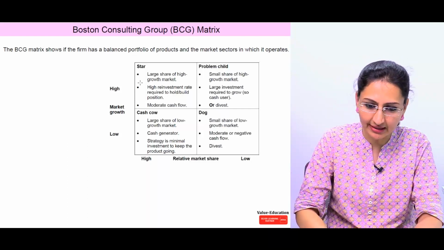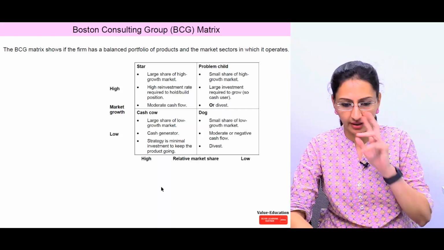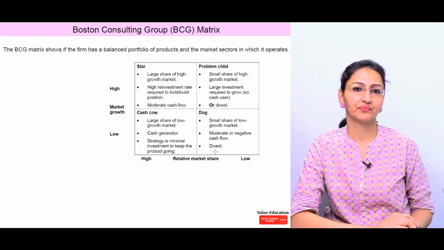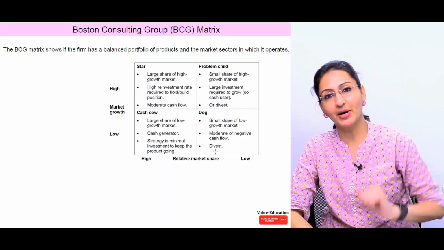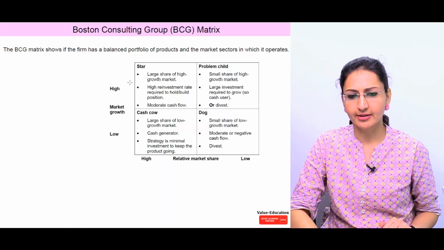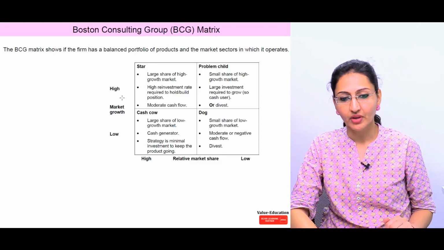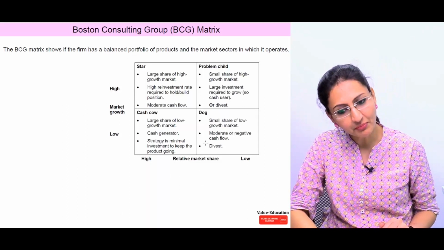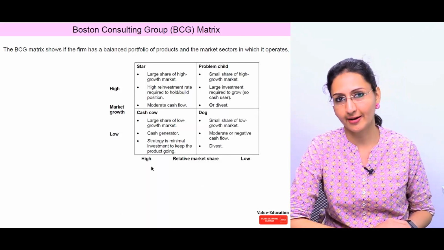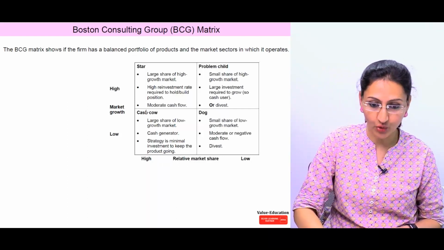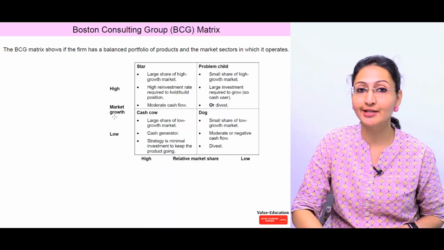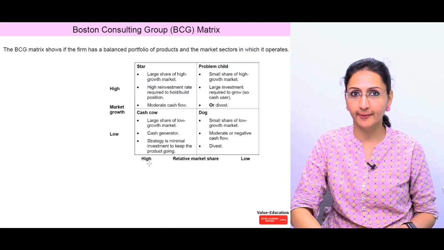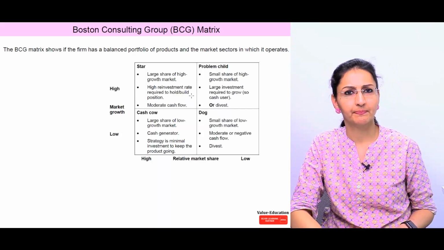Now let's see the star. Here we'll talk about market growth and relative market share. Market growth, relative market share. Stars. Who are stars? Those whose market growth is really high. Their relative market share is also very high. Cash cows. Their growth is low, but their relative market share is very high. Problem child.